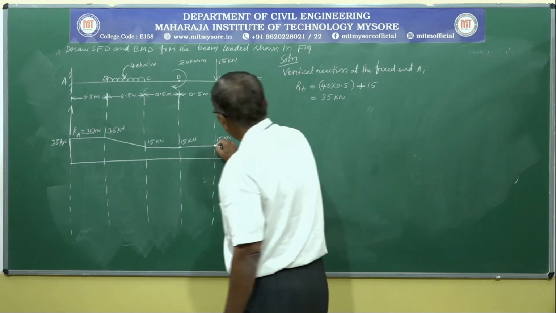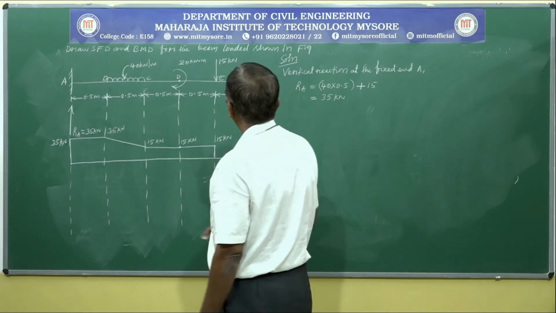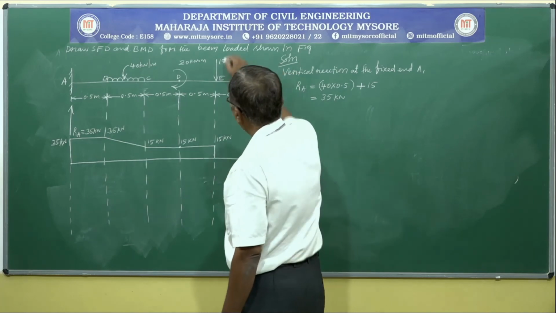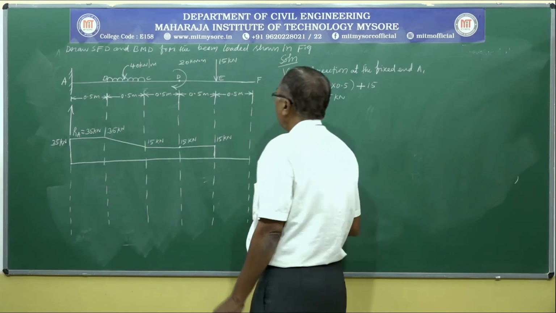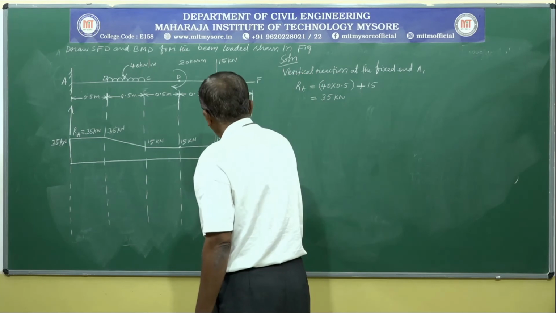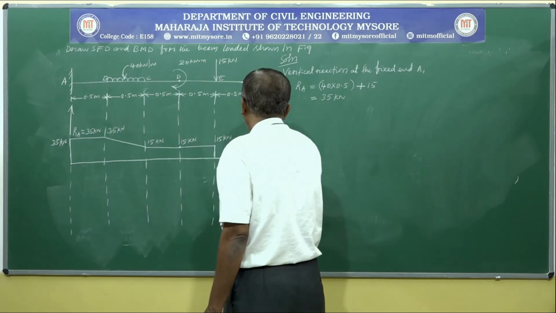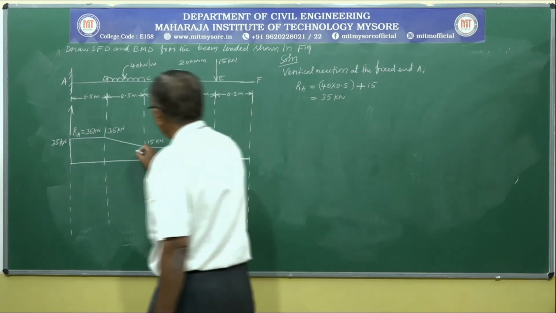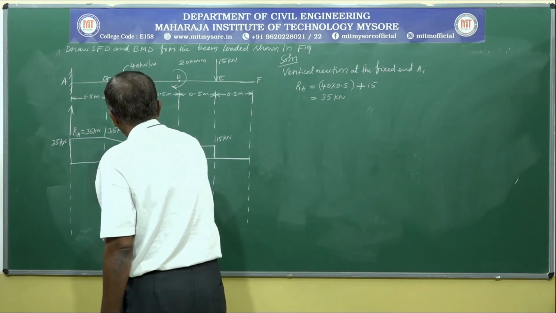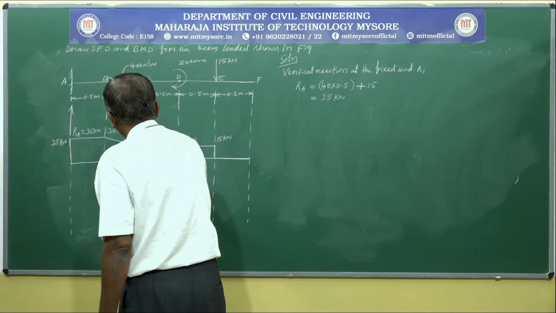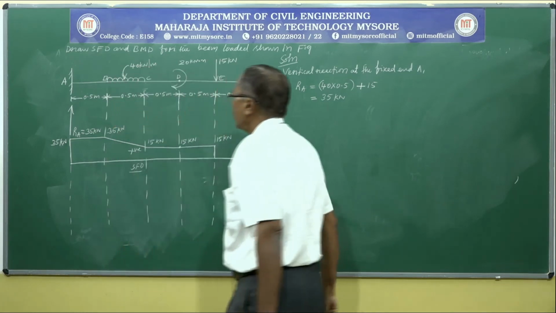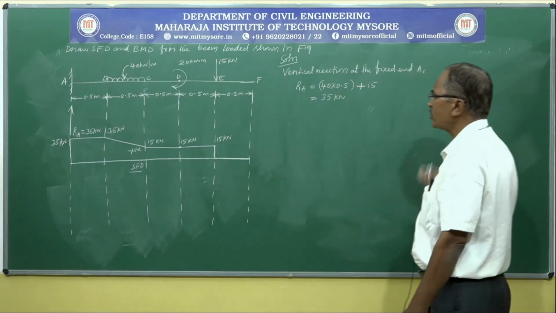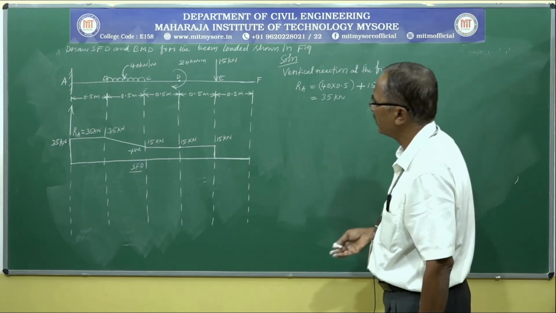At point E, there is a vertical load acting in downward direction, 15 kilonewton, come down and join with the reference line. And between E and F, there is no shear force, just darken it, it is zero shear force. Above reference line, it is positive shear force diagram. Just copy the shear force and mark here.